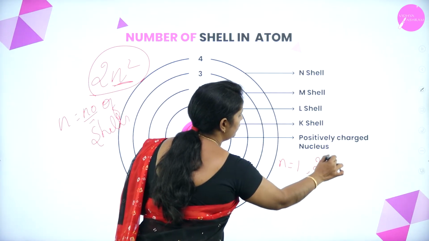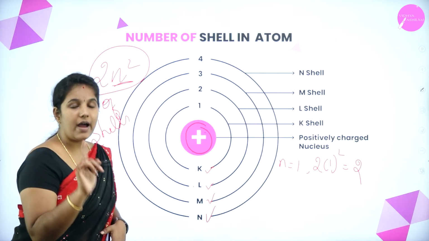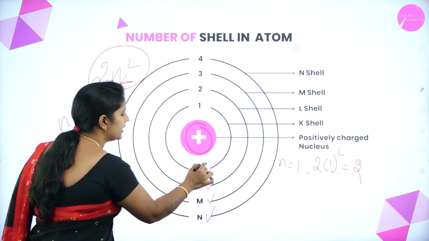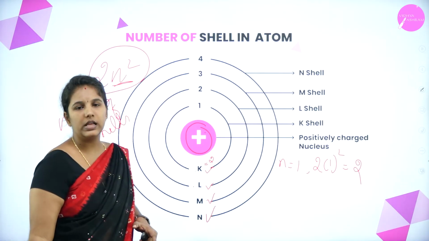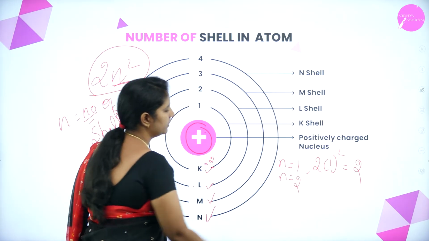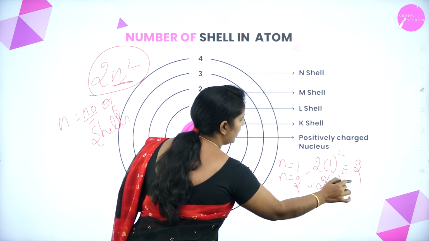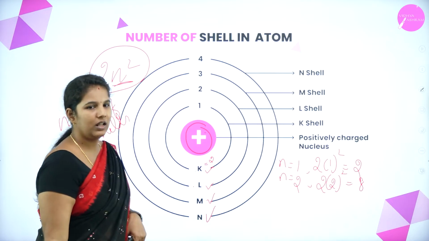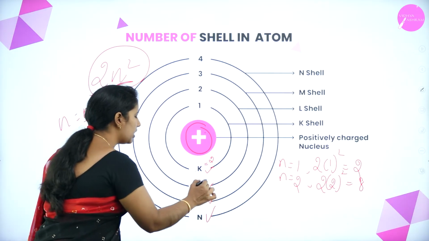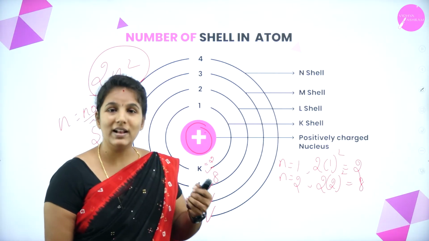Then 2 into 1 square, it will become 2 only. So the maximum number of electrons that can be accommodated in the K shell is equal to 2. Suppose if n is equal to 2, the formula will become 2 into 2 square, obviously it becomes 8. So the maximum number of electrons that can be accommodated in the L shell is equal to 8, not more than 8.